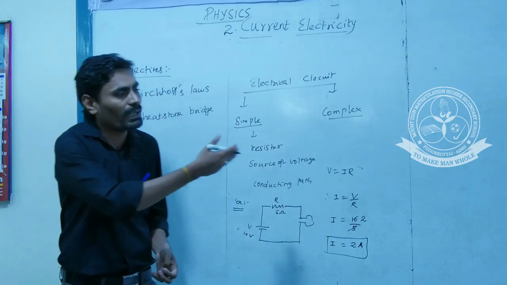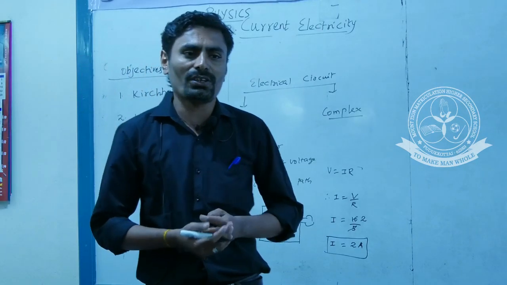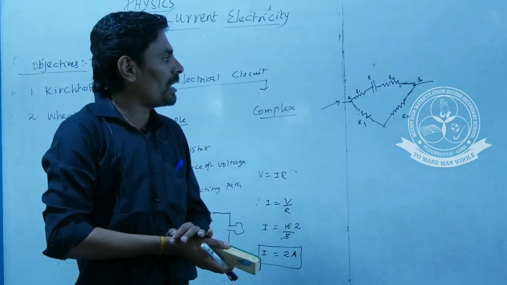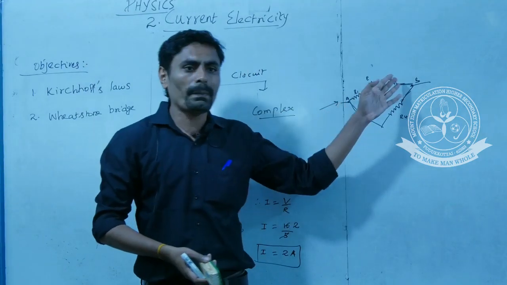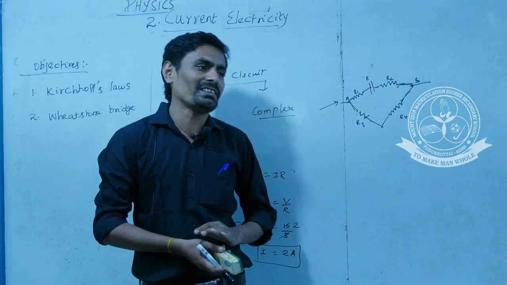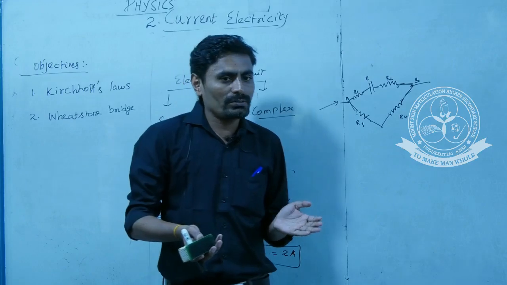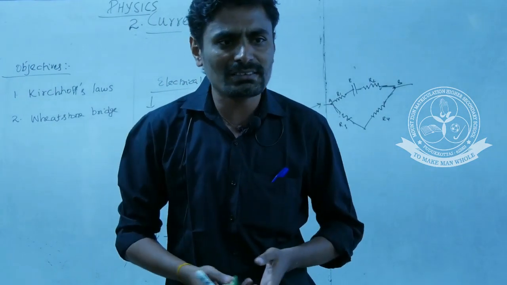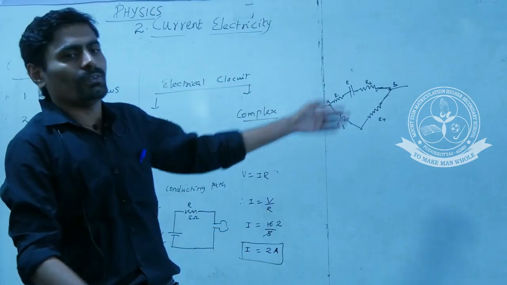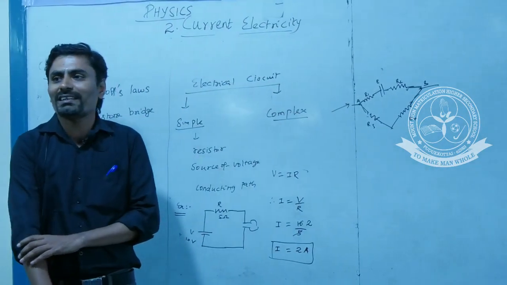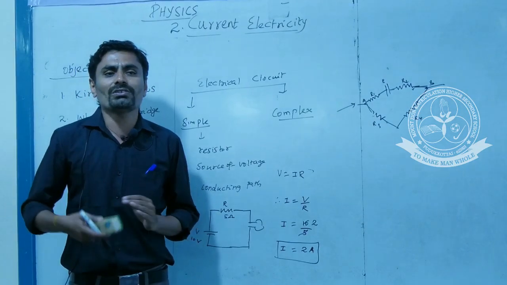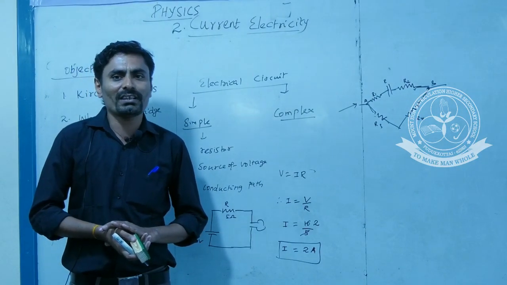Then we go to the complex circuit. What is meant by a complex circuit? A complex circuit contains components that are neither in parallel nor in series with each other. If a circuit can be reduced to a single resistor, then we find the current and voltage; otherwise, in a complex circuit, we use Kirchhoff's law. In a complex circuit, we find the current and the voltage using Kirchhoff's rules.